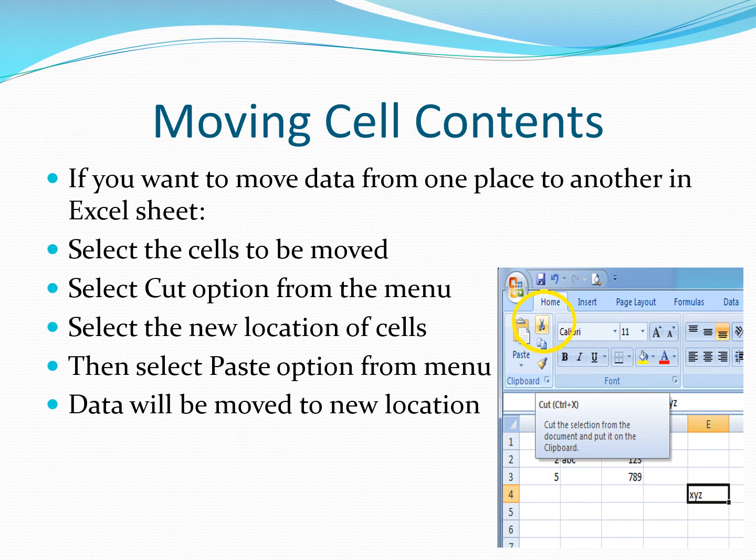Moving cell contents. If you want to move data from one place to another in your worksheet or Excel sheet, then you have to select the cells to be moved. Then select the Cut option from the menu. Then select the new location of the cells. Then select the Paste option from the menu. Your data will be moved to the new location.